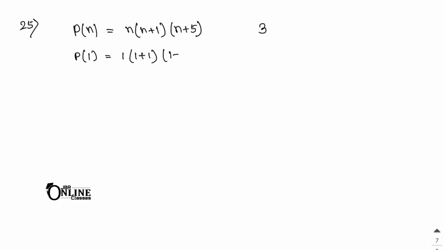So here P(n) will be n(n+1)(n+5) is a multiple of 3. So that means for n=1 it will be 1 into 1 plus 1 into 1 plus 5. So 5 plus 1 is 6, 6 into 2 equals 12. So 12 is definitely a multiple of 3. So that means P(1) is true.